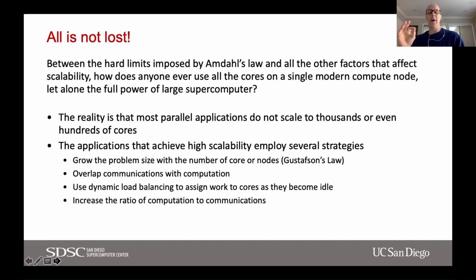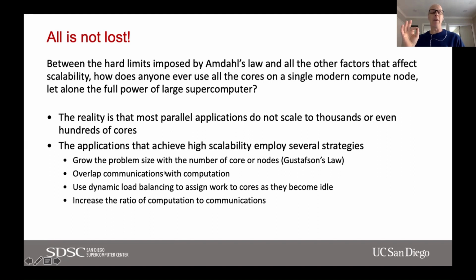Now, if you do want to achieve higher scalability, though, there are several strategies. We do have these large machines out there, sometimes dedicated to a single large calculation. So first of all, we can grow the problem size with the number of cores or nodes. If you look into something called Gustafson's law, it addresses the issue of weak scaling, where we allow the problem size to grow so that each thread or MPI process has the same amount of work, but we just grow the problem as we grow the number of cores.